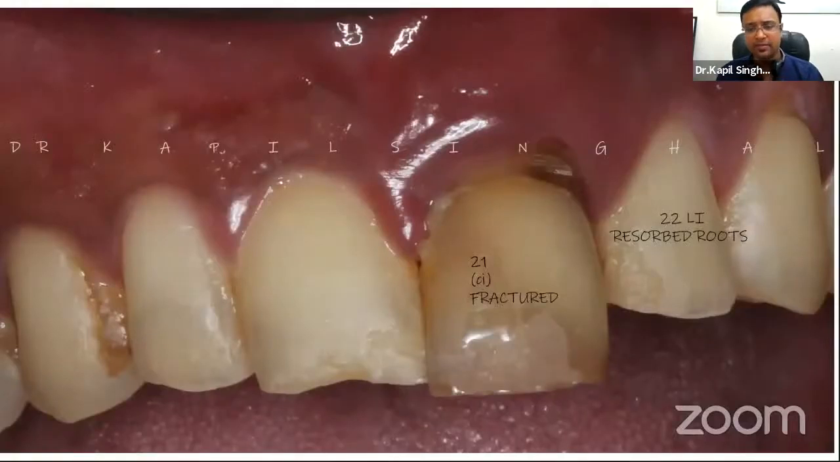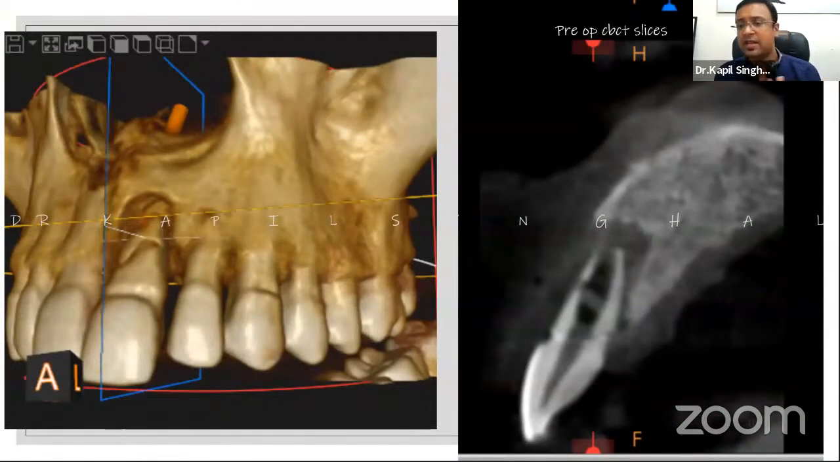Okay, another case. This patient is around 45 years old and had a trauma when he was very young. So the patient's central incisor was fractured and the lateral incisor roots were resorbed. Okay, so these are the cases I told you I would share. How would you deal with such cases? These are some advanced cases.